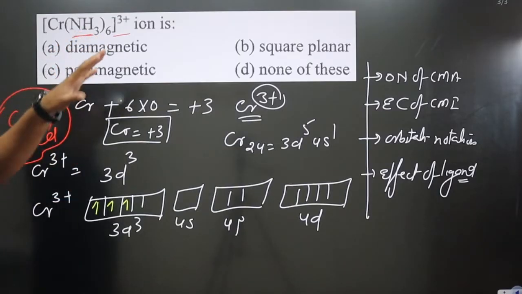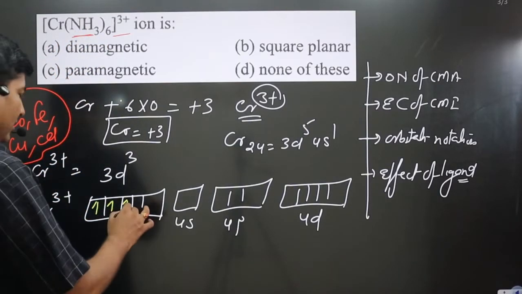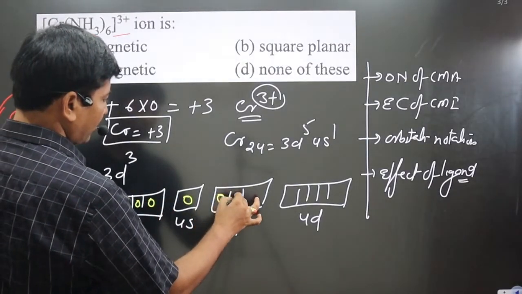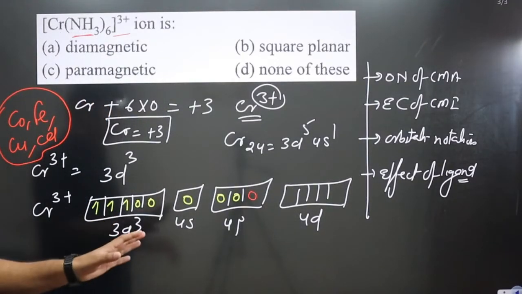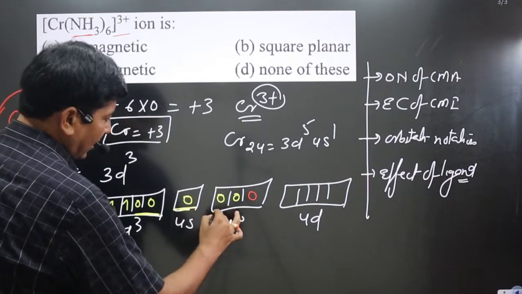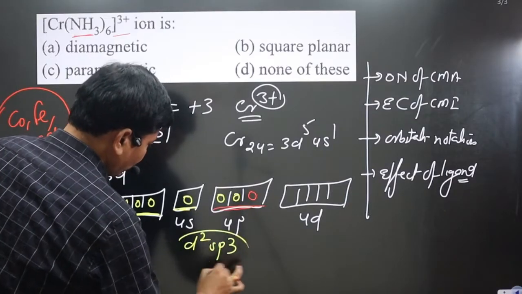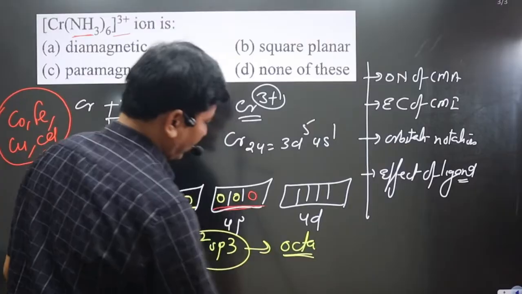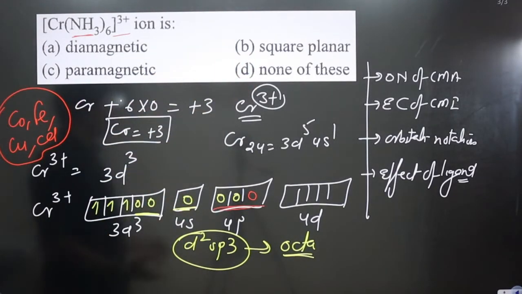Now, how many ligands are there? Total 6. Then we need to use 6 vacant orbitals: the first, second, third, fourth, fifth, and sixth orbital. Now you can see the orbitals participating in the hybridization: d2sp3. If d2sp3 is there, this will form octahedral geometry. Square planar is in the options, so that is not possible.